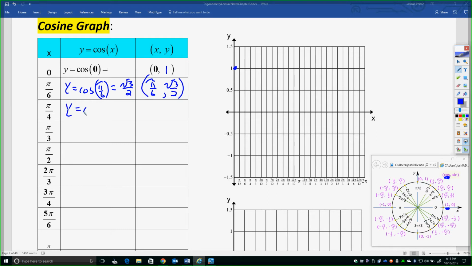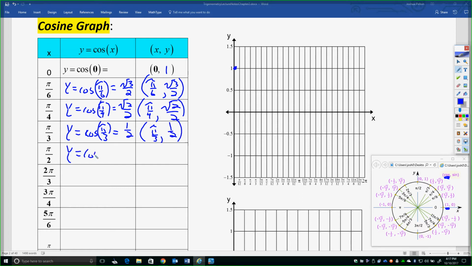And y equals cosine of pi over 4. So that's root 2 over 2. So you have pi over 4, comma, root 2 over 2. And next one, y equals cosine pi over 3, which is 1/2. So pi over 3 is 1/2. And the next one, y equals cosine of pi over 2, is going to be 0. Pi over 2 gives me 0. Okay, so that is the first quadrant from 0 to 90 degrees, or pi over 2.